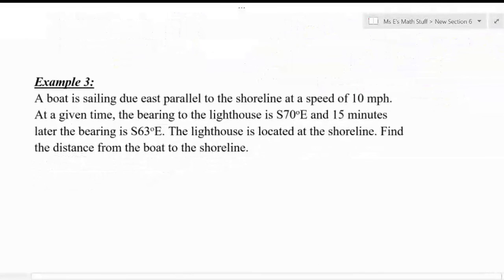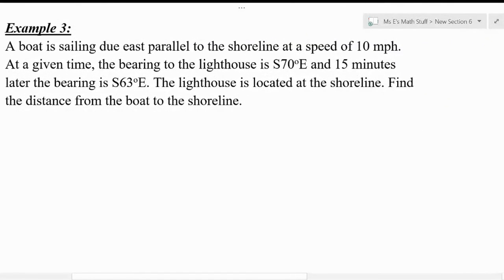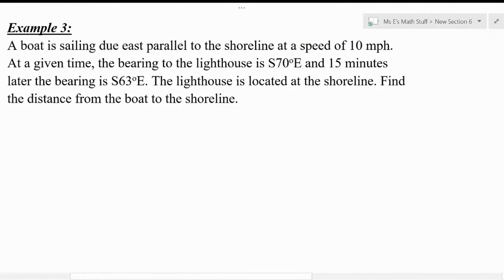Now let's give you a little practice with an example, an application problem where they're using bearings. See if you can remember how to deal with that. So this one should be probably the challenge problem of the section, and it's our last one as well. So see how it goes.